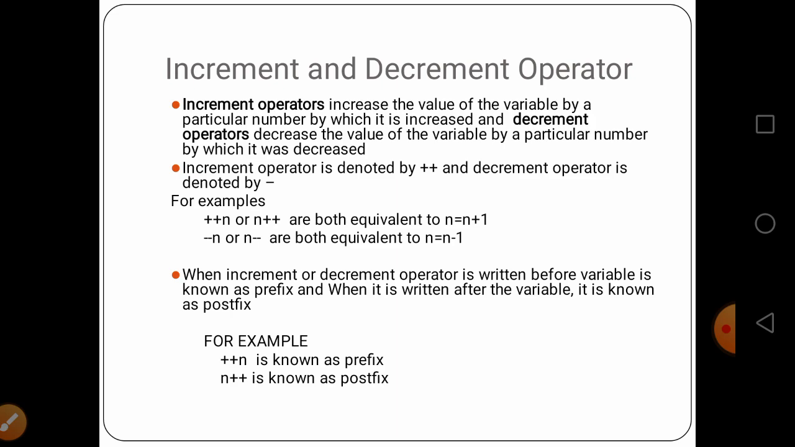When increment or decrement operator is written before the variable, it is known as prefix, and when it is written after the variable, it is known as postfix. For example, plus plus n, as the operator is written before the variable, is known as prefix. In the second example, n plus plus means postfix because the operator is written after the variable.